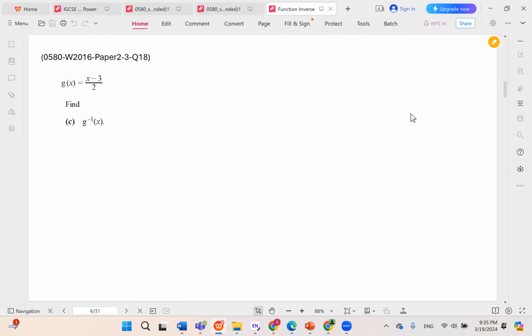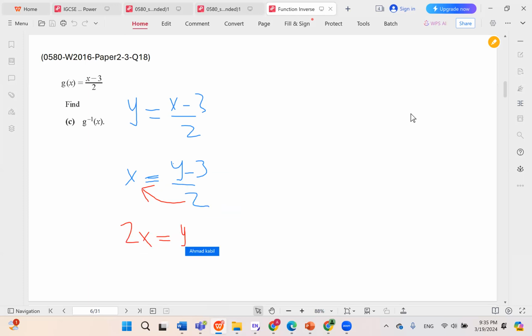Here we have g of x, and we want to get g inverse of x. So y equals x minus 3 over 2. X equals y minus 3 over 2. We take the 2 to the other side. We get 2x equals y minus 3. We take the 3 to the other side. We get 2x plus 3 equals y.